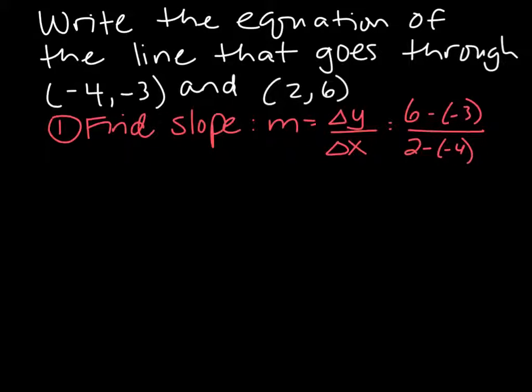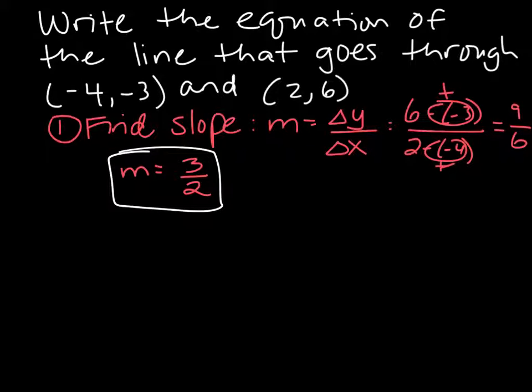Let's see what we got here. We have a 9, because that's really 6 plus 3. These become my plus, this becomes a plus. So I have 9 over 6, so really my slope in lowest form is 3/2. Let's circle that. At this point, I can do one of two things. I can go back to what I did on the previous example and use my slope and either one of my ordered pairs to plug in to get b. That's always an option. Or I'm just going to show you an example to use point-slope form.